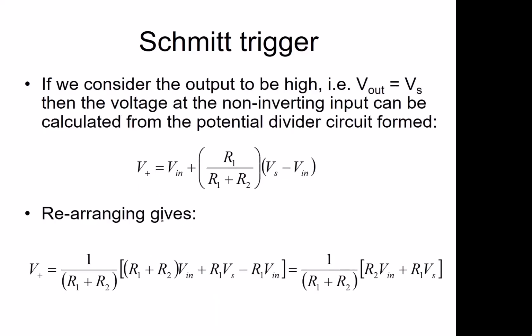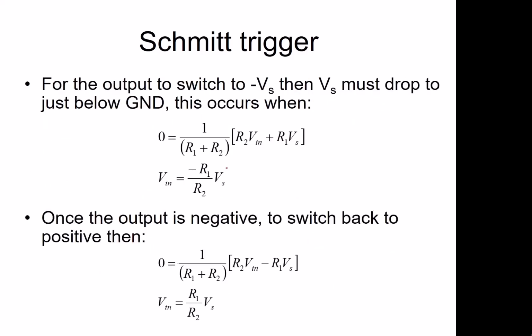So if we put 0 in this equation, which is that equation, then we put 0 in here, and this gives us V in equals minus R1 over R2 Vs. So when V in drops to this value, our output voltage will switch to minus Vs.